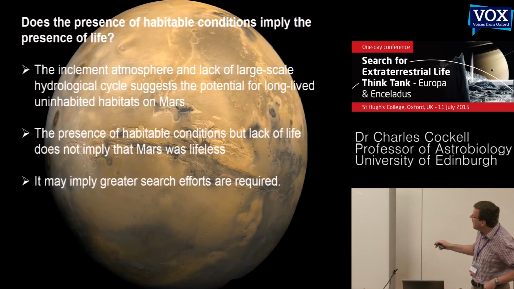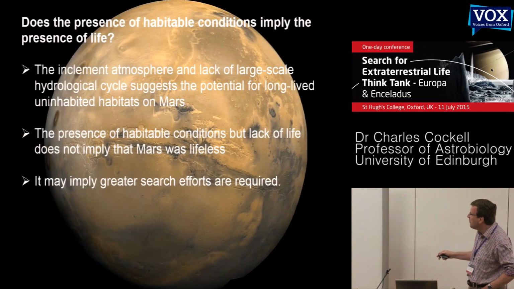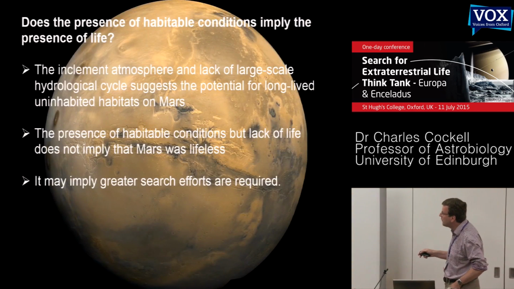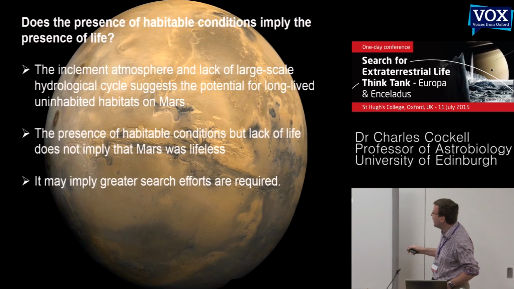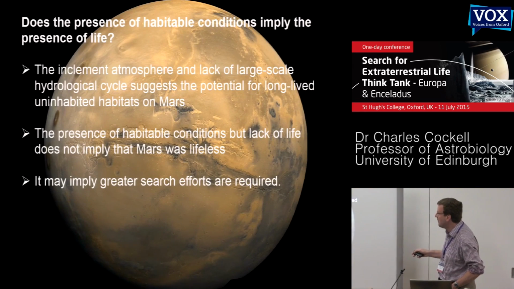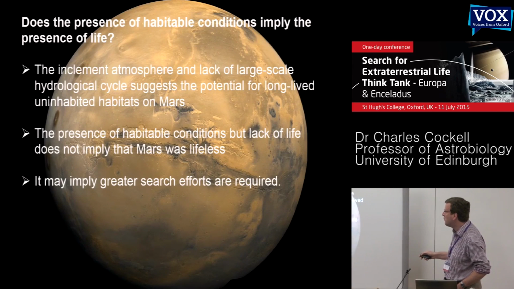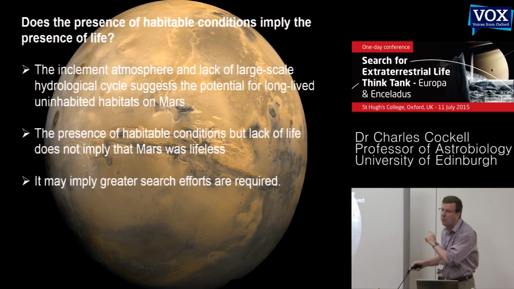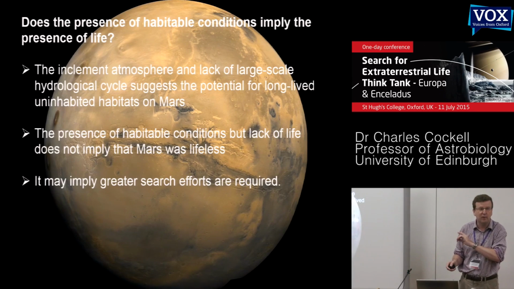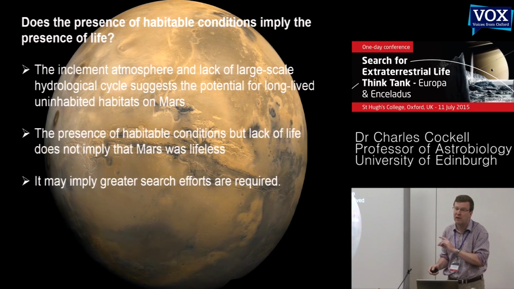So does the presence of habitable conditions imply the presence of life? Well, on Mars, the inclement atmosphere and lack of large-scale hydrological cycles suggest the potential for long-lived uninhabited habitats. And the presence of habitable conditions but the lack of life does not imply that Mars was lifeless. This is also important. If you go to Gale Crater and you find habitable conditions but never find signs of life, that doesn't tell you there was no life on Mars.